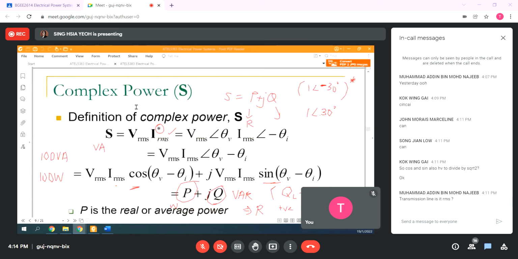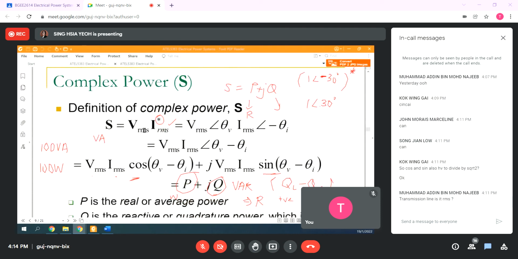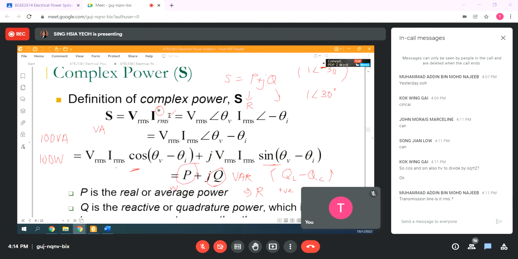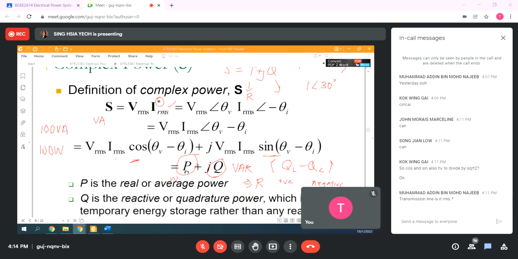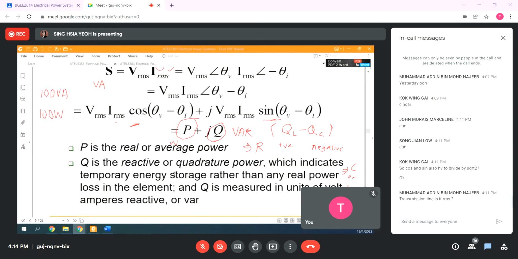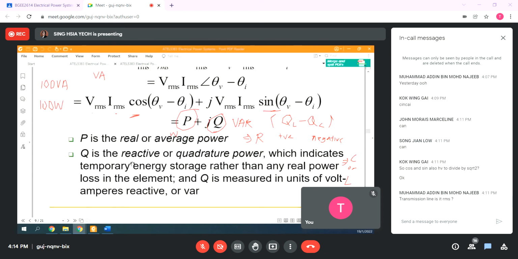Then we have complex power. Complex power will be S equals V I conjugate, which is actually equal to P plus jQ as well. This is complex power. Are you okay? So from complex power, we will know the real power P for resistors and reactive power Q for inductors and capacitors. P is the real or average power. Q is the reactive power, or called the quadrature power, which indicates the temporary energy storage rather than the real. It is actually for capacitor or inductor, C or L.